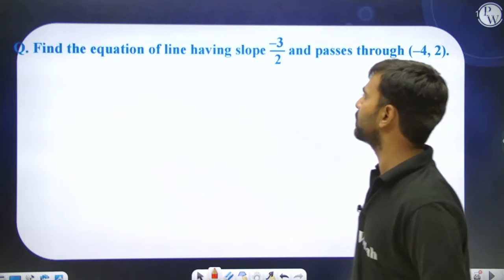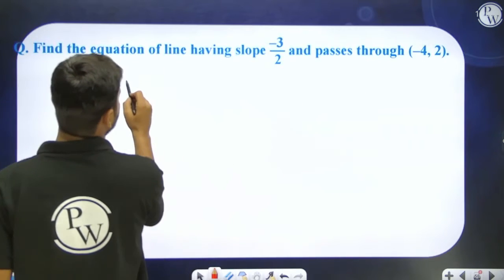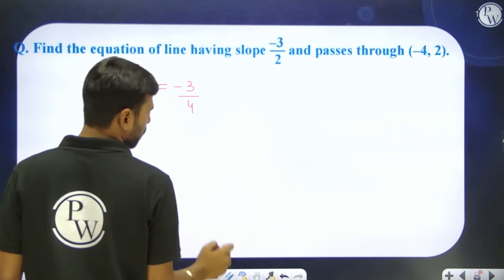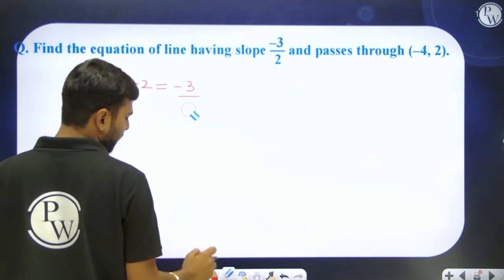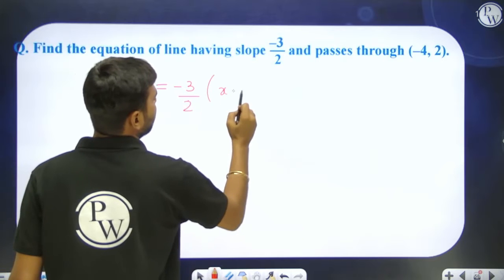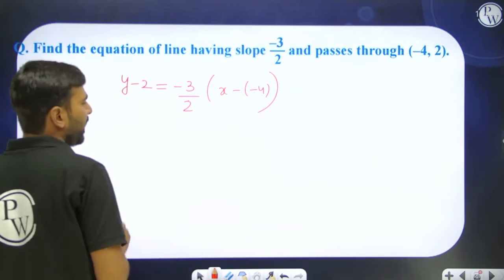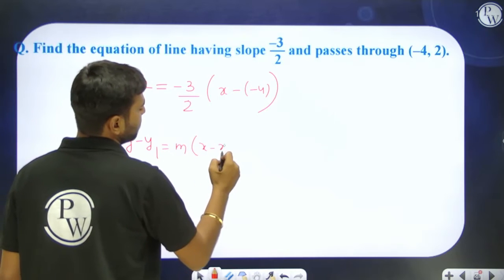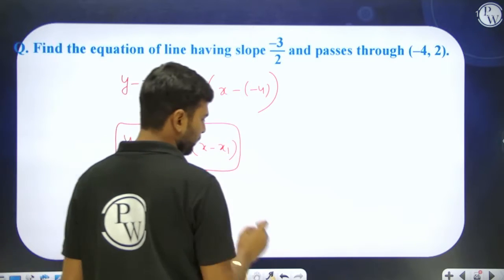Find the equation of the straight line having this slope and passing through this point. That straight line can be represented like this, y minus y1 is equal to slope times x minus x1. That's it, y minus y1 equal to slope times of x minus x1. I hope you guys are clear with this particular thing.